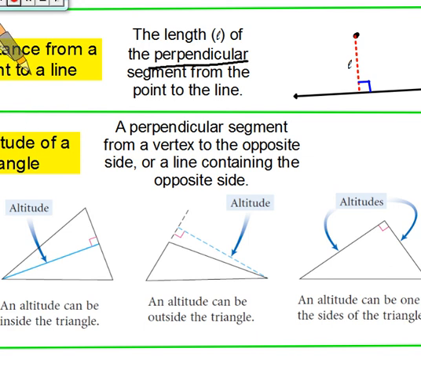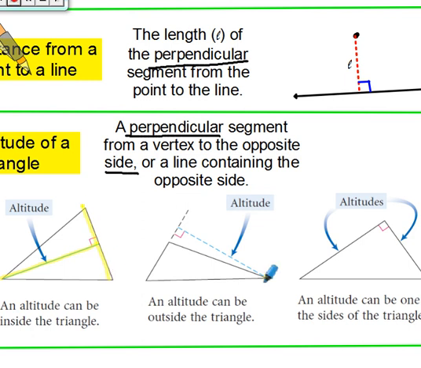So the altitude would be the perpendicular segment from a vertex to the opposite side, or a line containing the opposite side. So if you look at the drawings here, I'll grab up my highlighter. An altitude we think of as height, but it doesn't always have to go vertical. So if this is the perpendicular from the vertex to the opposite side, then that would be an altitude. So it's altitude from this particular base.